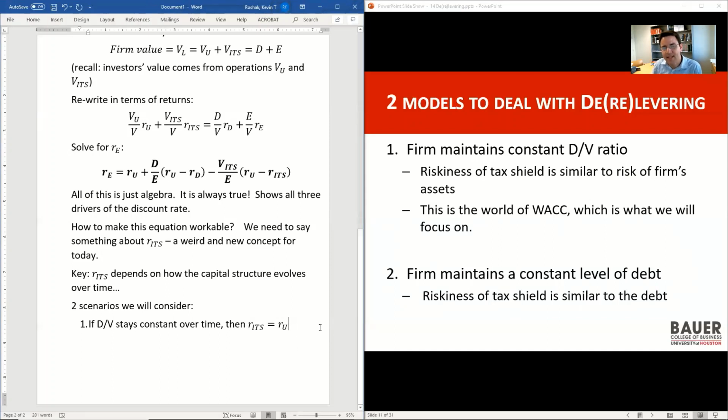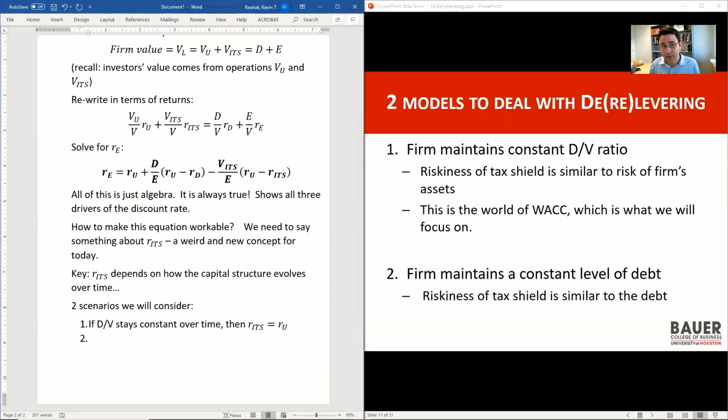The idea here is that as the assets grow, you have to take on more debt. As you take on more debt, you get more tax shields. And so how risky are the firm's tax shields? Well, they're growing and shrinking with the assets. Okay, that's if you keep the debt to value ratio constant. That's the main model that we're going to focus on today.